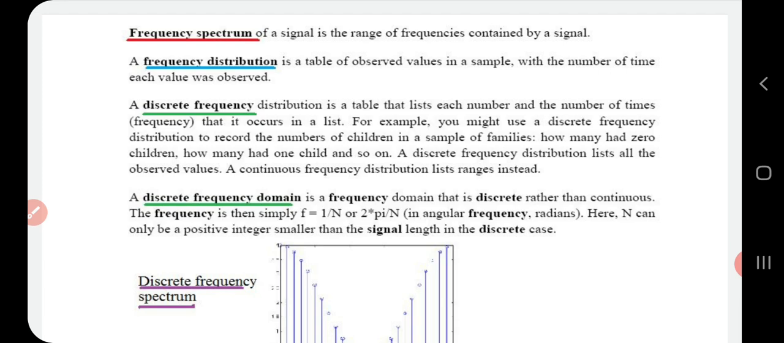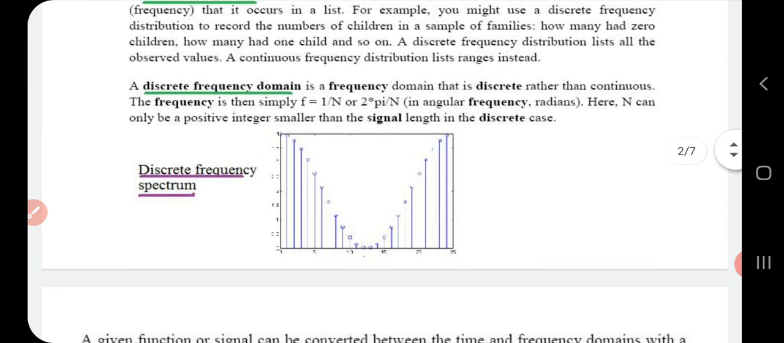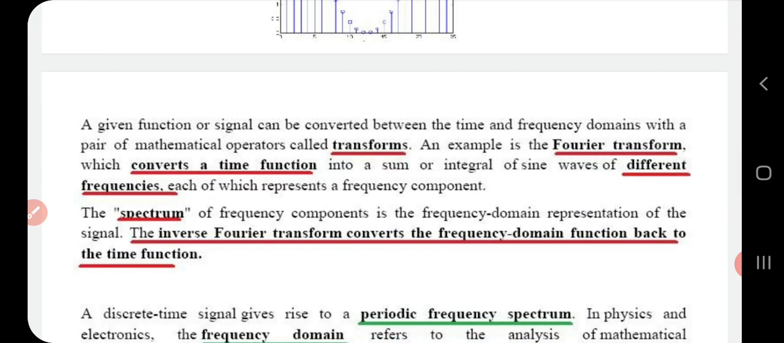Frequency is given by f = 1/n. Here n is a positive integer smaller than the signal length. So this is the figure for a discrete frequency spectrum. Now, in order to convert a function or signal from time domain to frequency domain or back, that is from frequency domain to time domain, we can use some mathematical operators and they are called transforms. For example, a Fourier transform converts a signal from time domain to frequency domain, whereas an inverse Fourier transform does just the reverse. That is, it converts a signal from frequency domain to time domain.